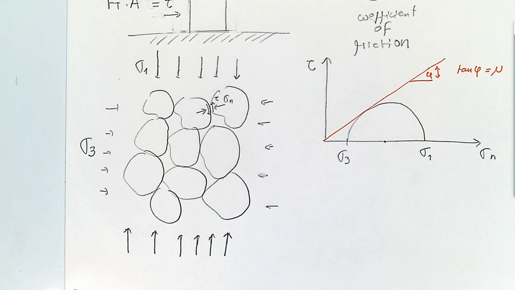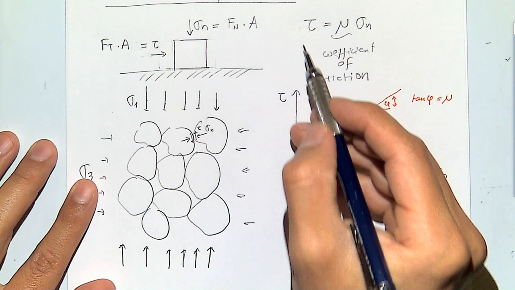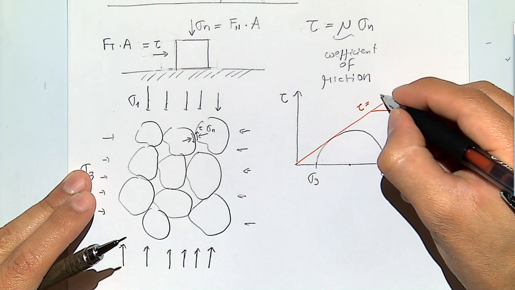Now let's see how much is that difference and the relative value between those stresses. All right, this is the friction angle. This is the definition, and it is this equation: tau equal to sigma n times the tangent of the friction angle.